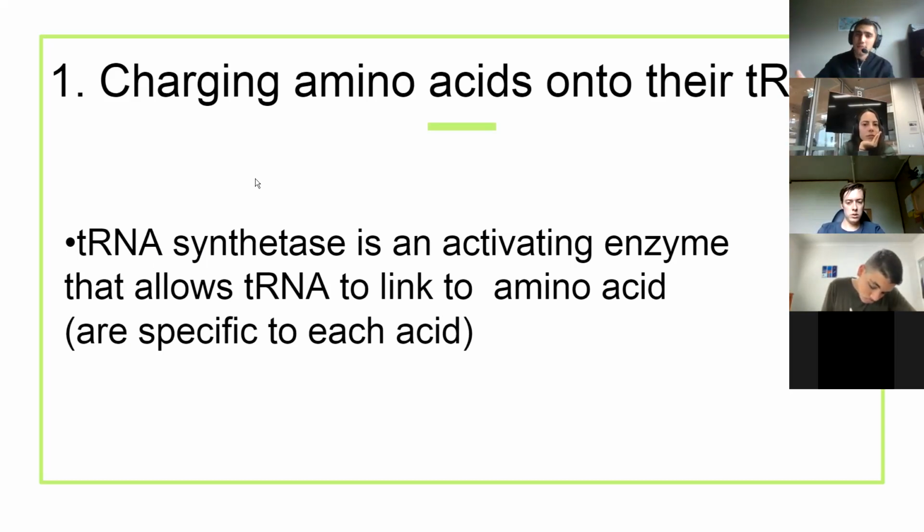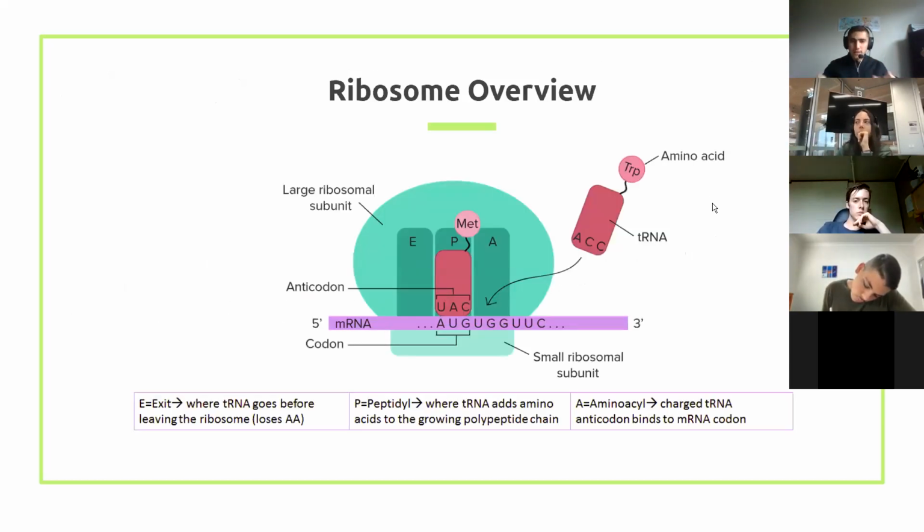But pretty much we have these enzymes called tRNA synthetases, and they activate the tRNA, allowing it to link to the amino acid and then bring it to that ribosome. So the ribosome pretty much has 3 main sites: the E site, the P site, and the A site. So the A site's the first one, and it's pretty much where that tRNA brings in the amino acid. The P site is where the tRNA adds that amino acid to the chain that we're building.